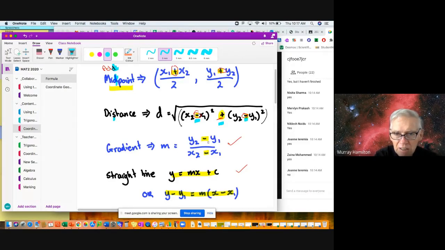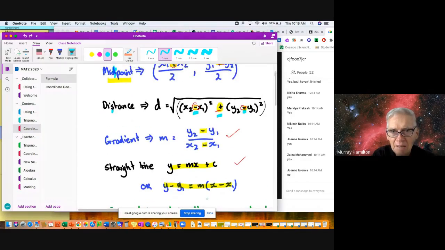Okay, so gradient is just change in y over change in x, and a straight line formula comes in two forms. You've probably seen this one, y equals mx plus c, but we also have y minus y1 equals gradient times x minus x1. Those are other ways of looking at the straight line formula. So we'll go over these two at the beginning of the period.